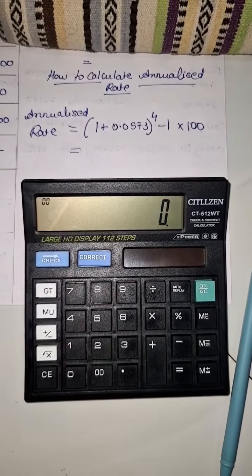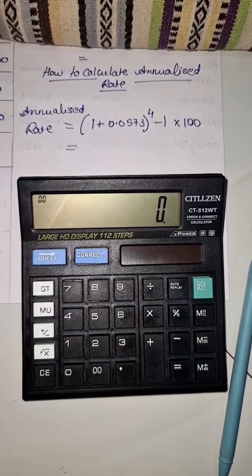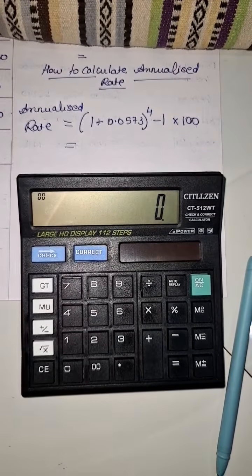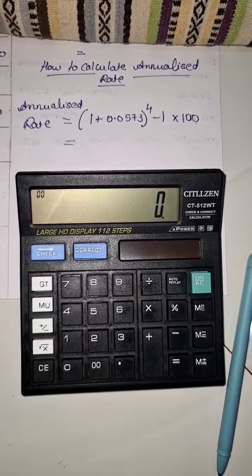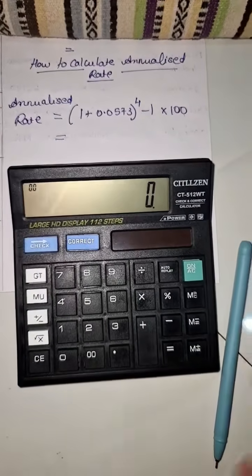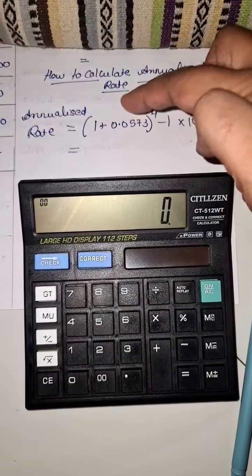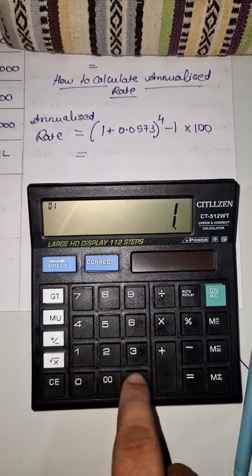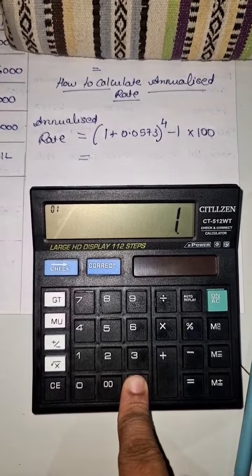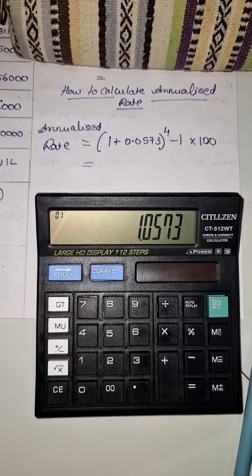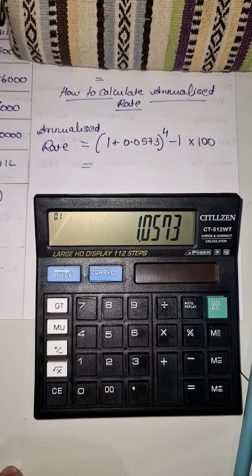Okay, I've got a request as to how to calculate the annualized rate. So now if they're asking you to find the annualized rate of (1 + 0.0573)^4 − 1, times 100, let us see how to calculate that on the calculator. Now it's given 1 plus 0.0573, so it will become 1.0573. This is the total of that 1 plus 0.0573.